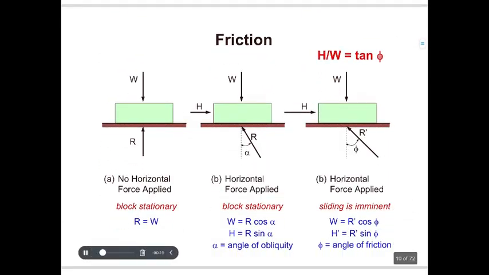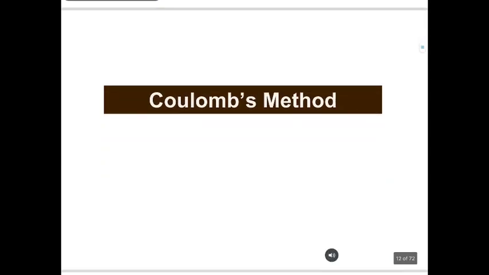This slide shows the friction that happens between two surfaces. The friction angle is the angle measured between the normal force W and the resultant force R, which is attained when failure occurs in response to the shear force H. We will now look at the Coulomb method in more detail.